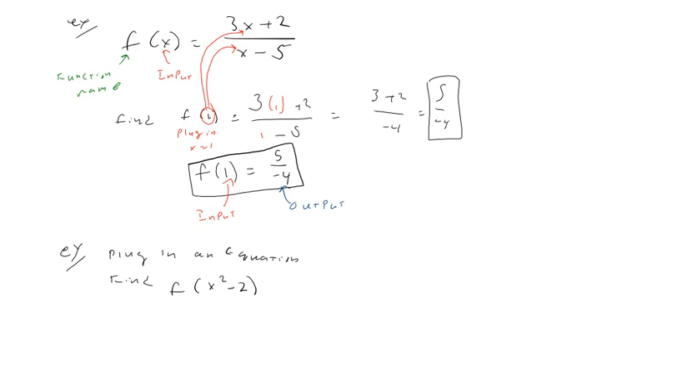So I'm going to plug x squared minus 2 into my function. We're going to take this whole thing, x squared minus 2, and plug it everywhere we see an x. So it's 3 times (x squared minus 2) plus 2, over (x squared minus 2) minus 5. Everywhere you see an x, you replace it with this x squared minus 2.